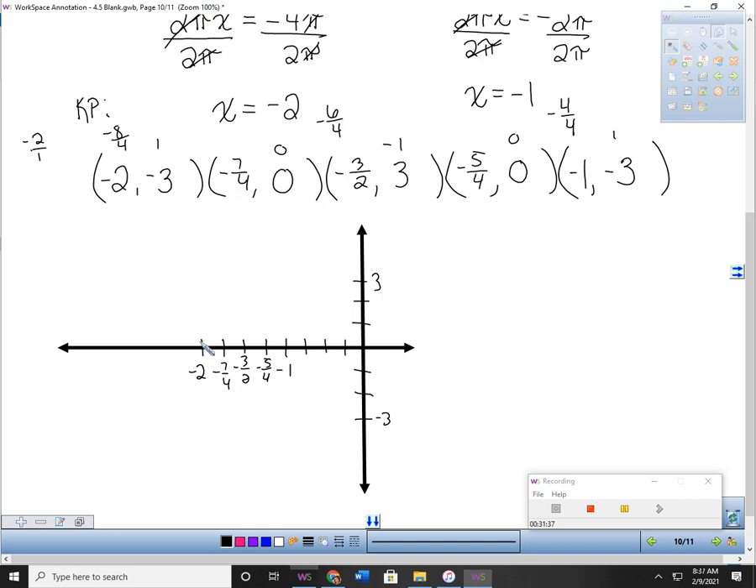And then I just plot these points. So negative 2, negative 3, negative 7 fourths, 0, negative 3 halves, 3, negative 5 fourths, 0, and negative 1, negative 3. So this one actually flipped it upside down, right? So we go, I hope you guys' looks better than mine because this is terrible. And then I know this is going to continue to make that wave.